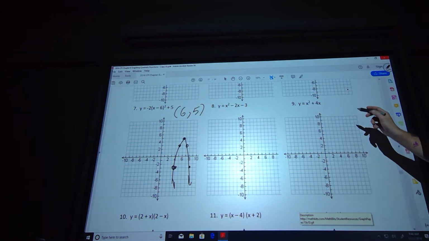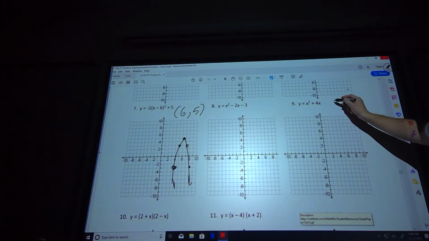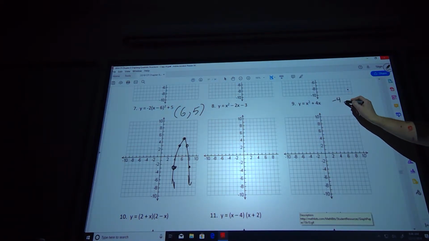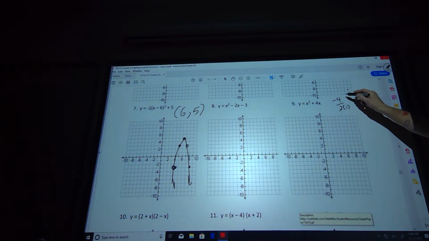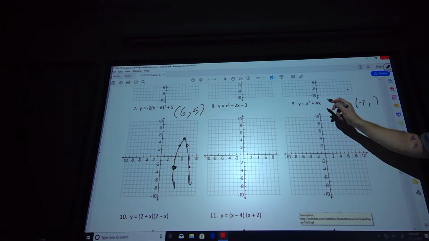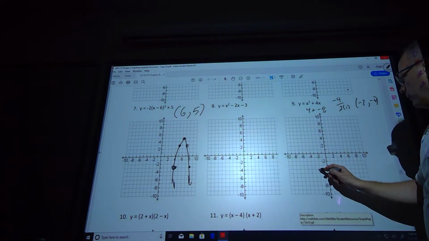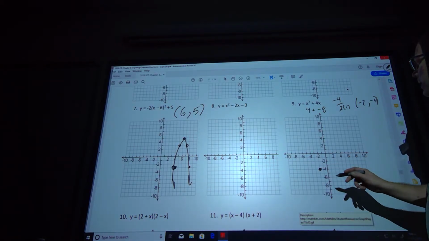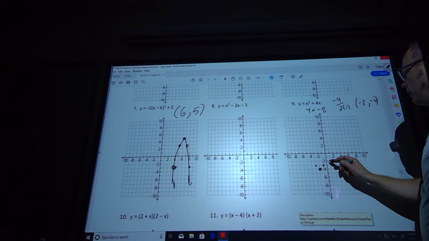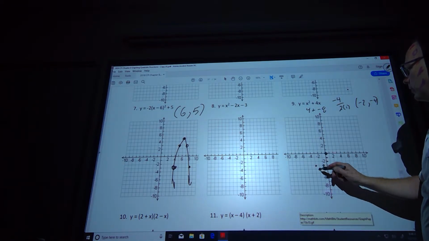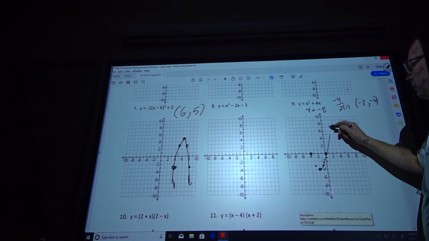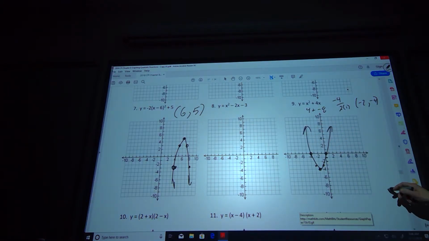Number 9, we don't have the c value, but we can do negative b over 2a. So negative b over 2a. So that's going to give me negative 2. So I get negative 2 as a vertex or part of it. Plug negative 2 back in. I get 4 plus negative 8. So that's negative 4. So I get negative 2, negative 4, which is down here. Pattern graph, right 1, up 1, left 1, up 1, right 1, up 3. Hey, that found a root. It's going to cross right there and right there. Cool. You don't have to answer for the root on these, but that'll work there.